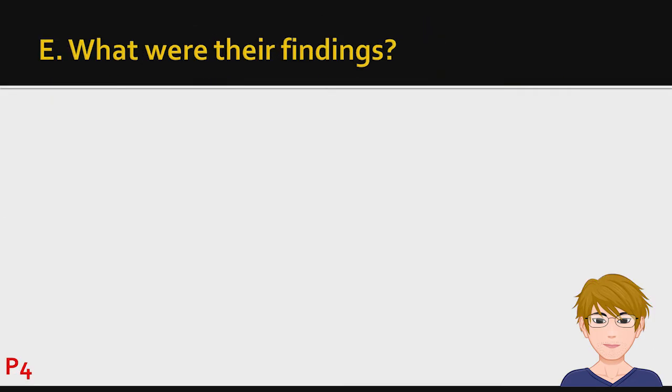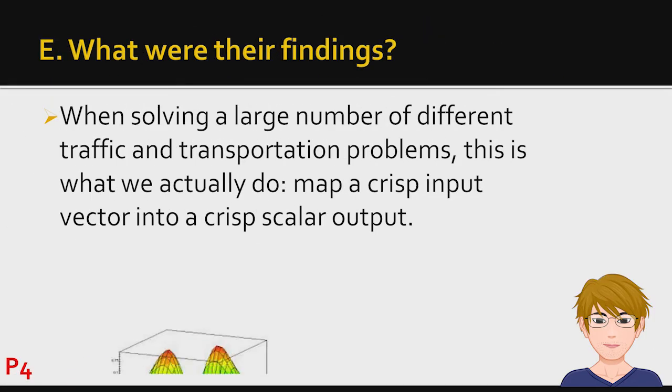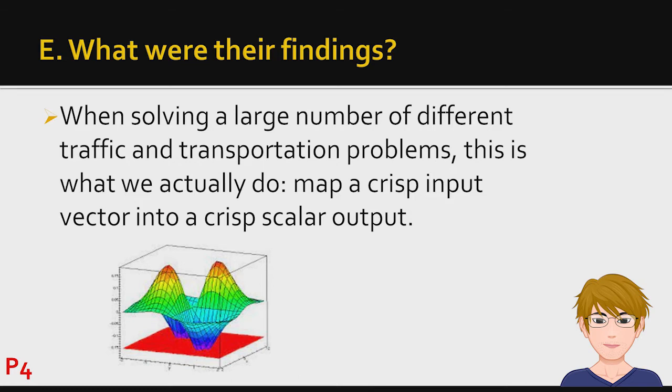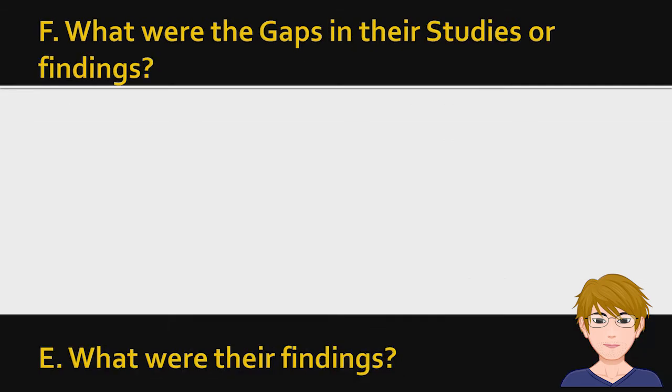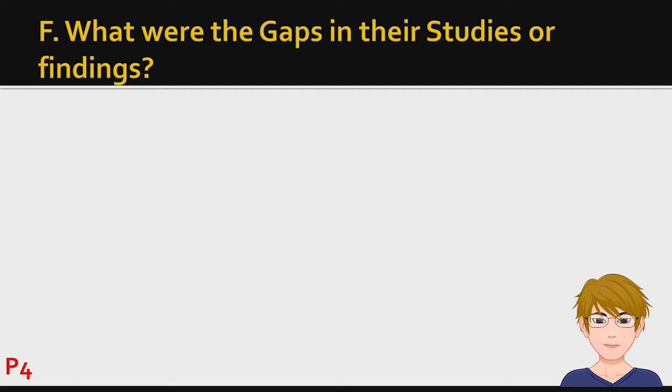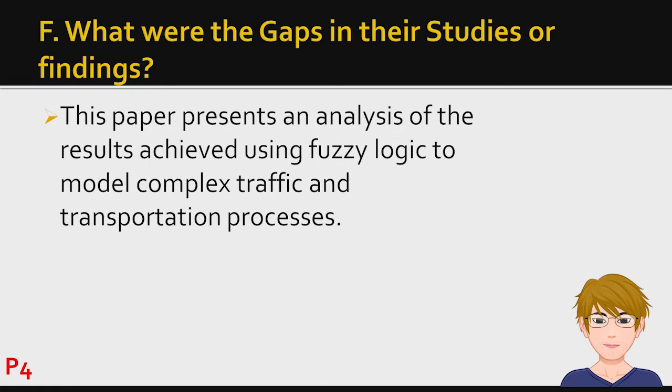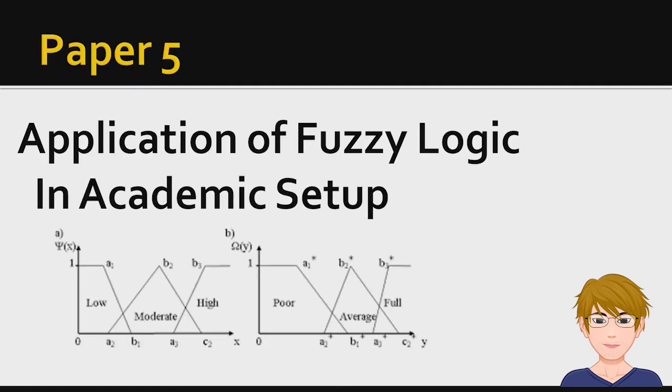So letter E, what were their findings? So when solving a large number of different traffic and transportation problems, this is what we actually do: map a crisp input vector into a crisp scalar output. Letter F, what were their gaps in their studies and or findings? So first, this paper presents an analysis of the results achieved using fuzzy logic to model complex traffic and transportation processes. So let's proceed to the next paper, paper number 5.